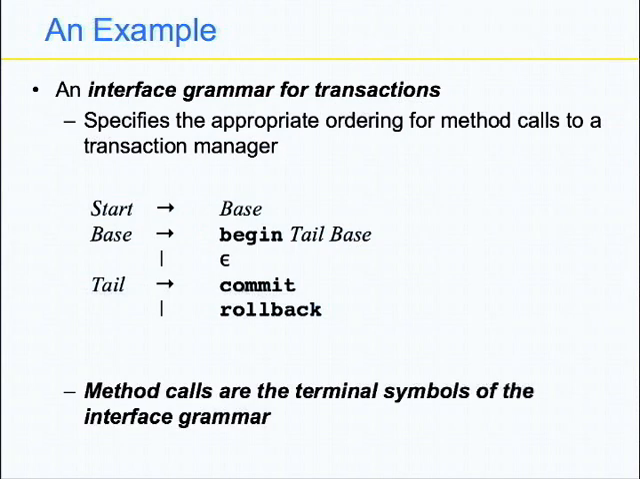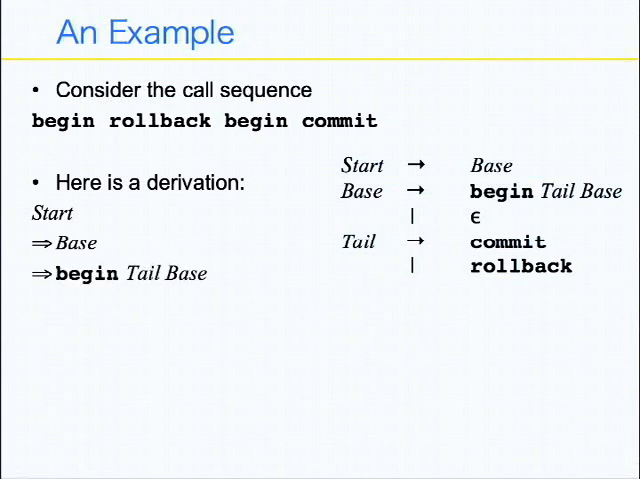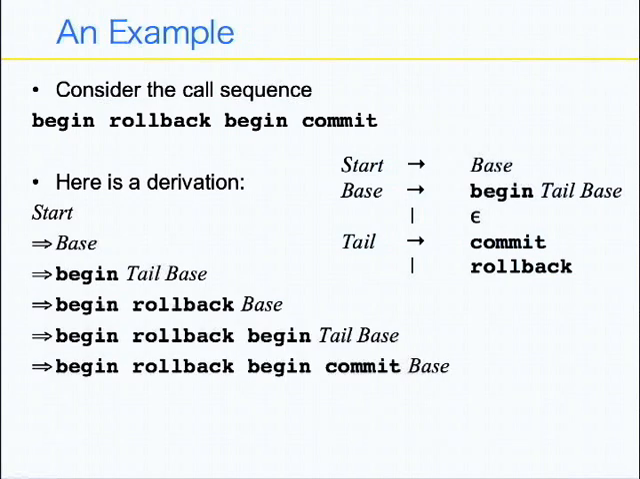Now, method calls become the terminal symbols of the interface grammar. So we are recognizing sequences of method calls, all right? So if you get a call sequence like begin, rollback, begin, commit, this grammar should recognize it. And how do you check that? Well, you can show that there is a derivation. You start with the start symbol, goes to non-terminal base. That goes to, based on that production, begin, tail, base. Begin is the terminal, it's the method call. And then that tail goes to rollback. Base goes to begin, tail, base again. And tail goes to commit. Base goes to epsilon. And we have a parse for the call sequence.